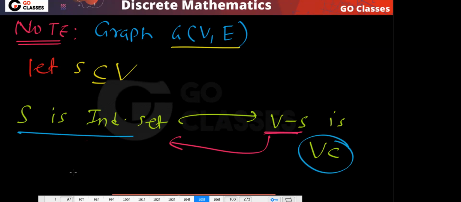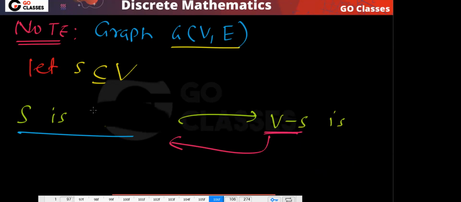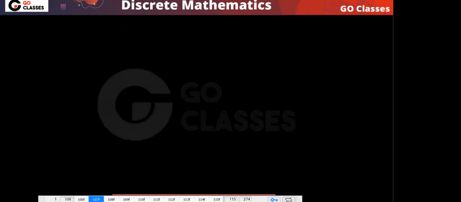Very simple. Or the same thing I can say like this. If S is a vertex cover, then V minus S is an independent set. And if V minus S is an independent set, then S is a vertex cover. Very simple. Okay. This proof, is this clear? Very simple proof. Let me ask you one more question.